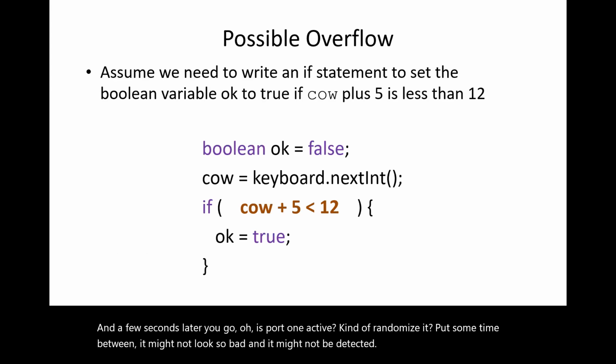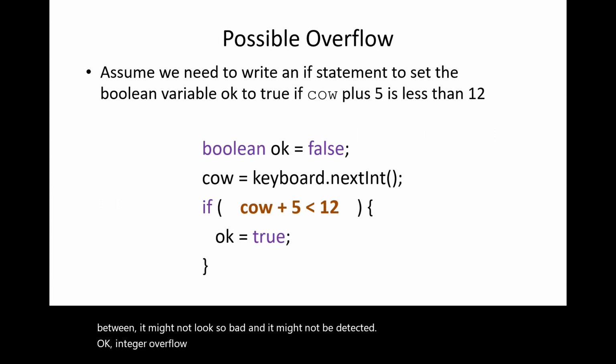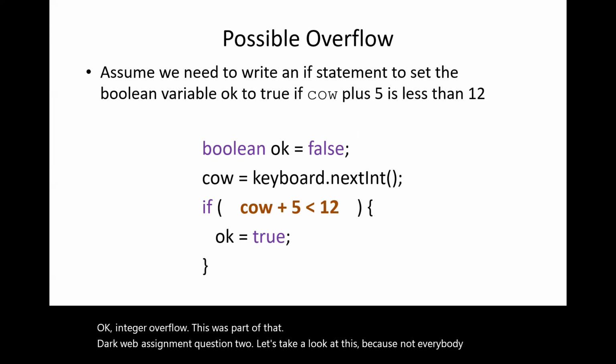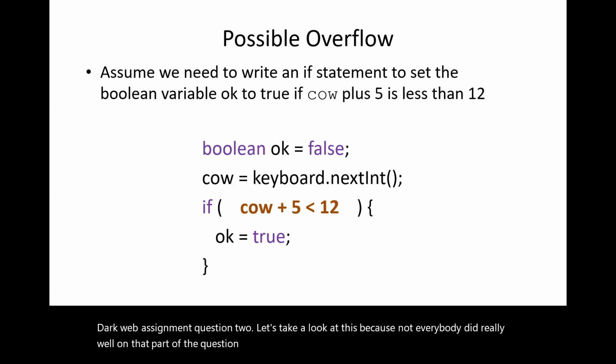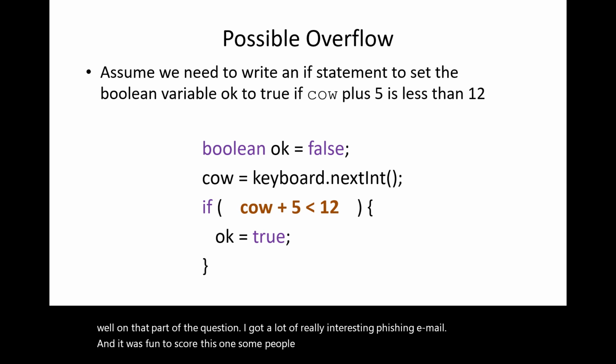Okay, integer overflow. This was part of that dark web assignment, question 2. Let's take a look at this, because not everybody did really well on that part of the question. I got a lot of really interesting phishing email, and it was fun to score this one. Some people had a lot of imagination. Some people didn't have much imagination at all.